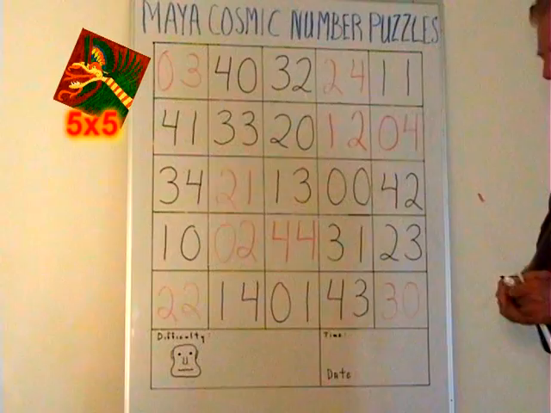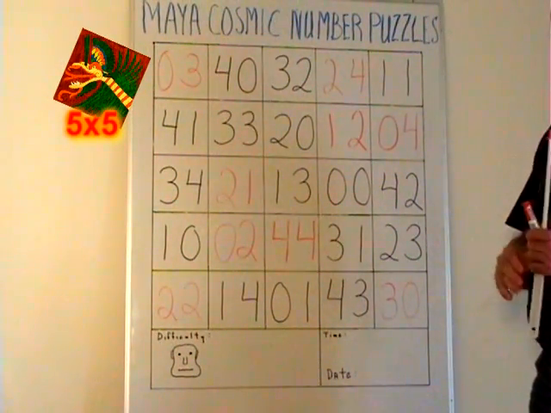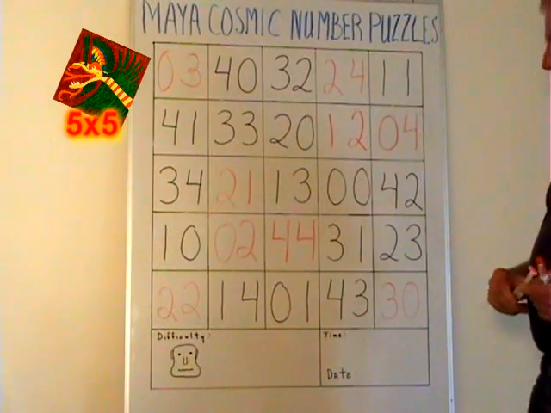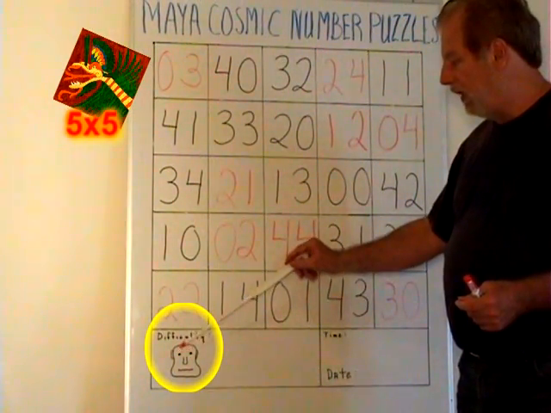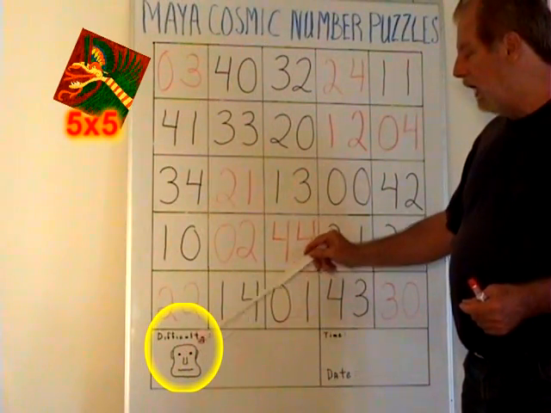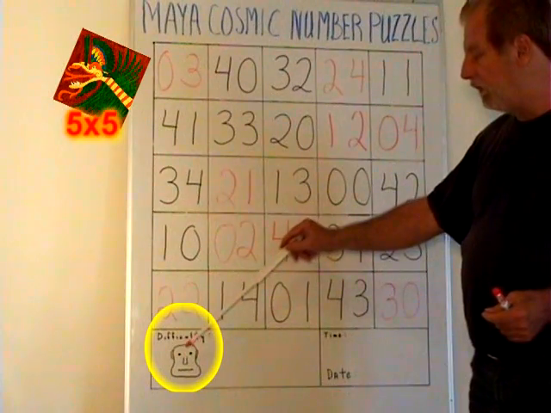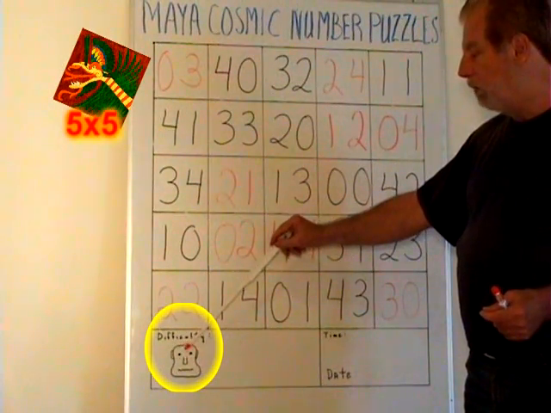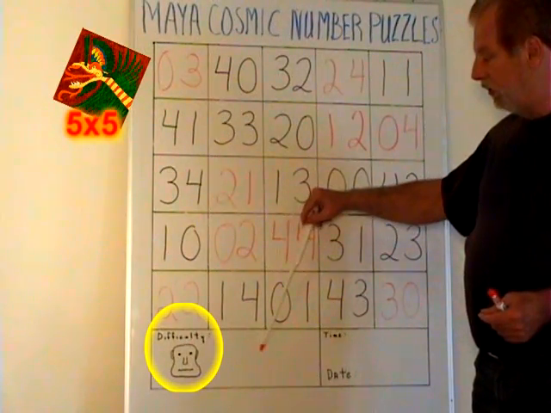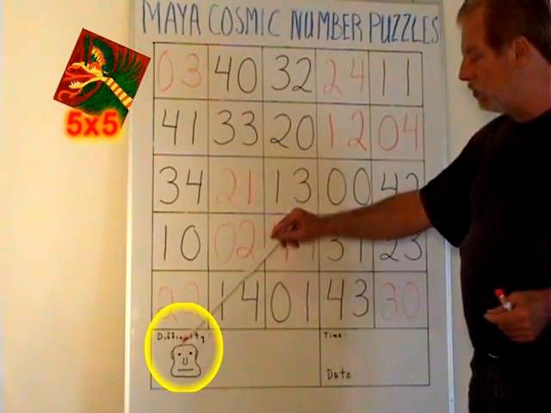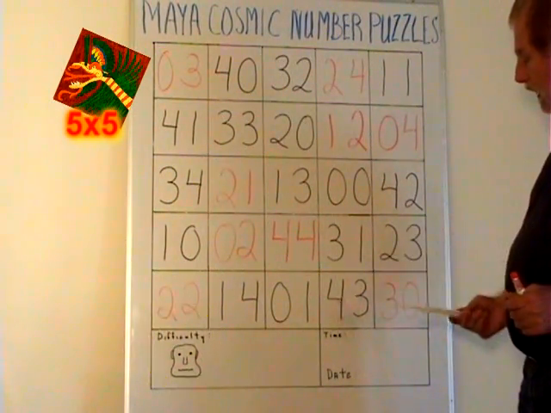This solves this particular puzzle. This puzzle is a fairly easy puzzle. It would be a difficulty level of 1. Down here is where we rate the puzzles. We have different faces of a Mayan character called Zapaknu for the difficulty. It'll either be shown as a 1, 2, 3, or sometimes even 4.